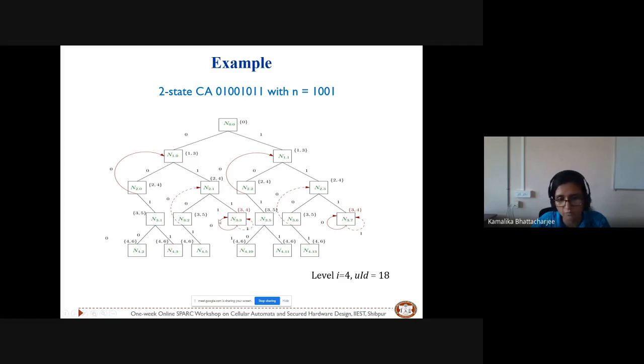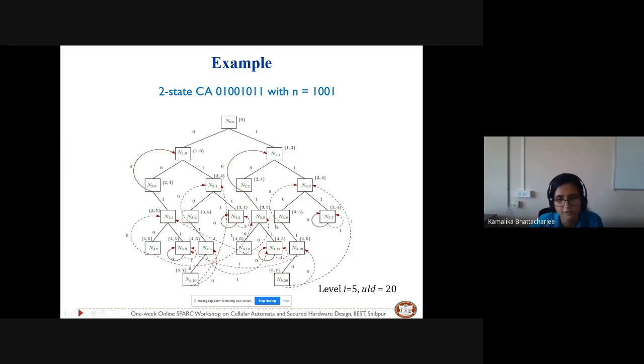But see this loop. Here N3.3. Previously, we were having here 3, 5. But here we have got a self loop. Self loop means this node is going to appear at every level from this level onwards. So here we are updating this level. So instead of 3, 5, now it is updated as 3, 4. Similarly, it is also updated as 3, 4.